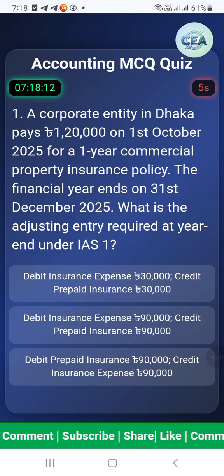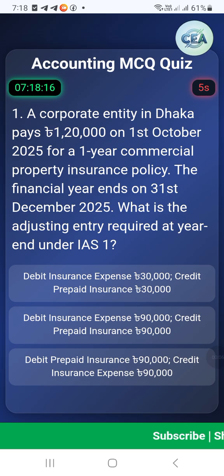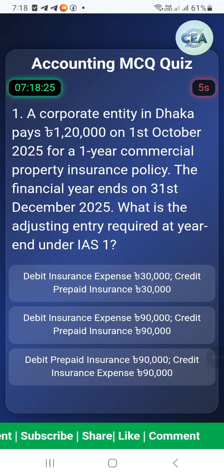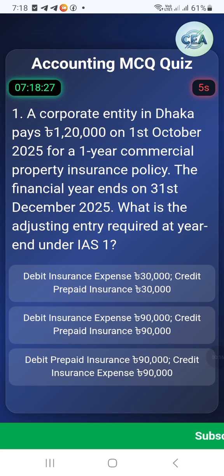A company in Dhaka pays 120,000 takas on the 1st October 2025 for a one-year commercial property insurance policy. The financial year ends on the 31st of December 2025. What is the adjusting entry required at year-end under IAS 1?